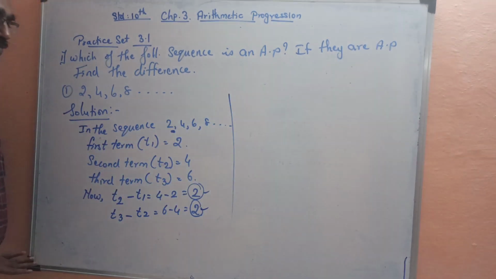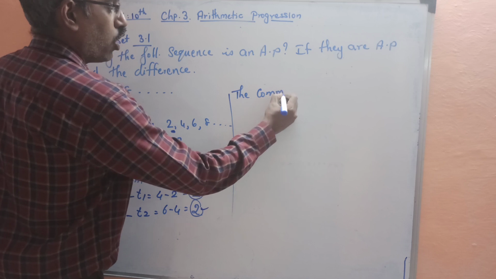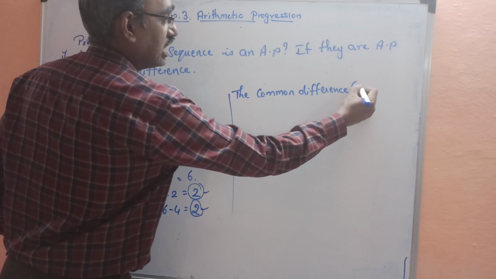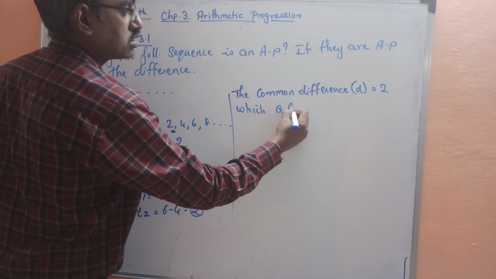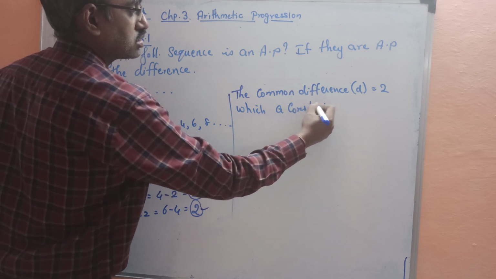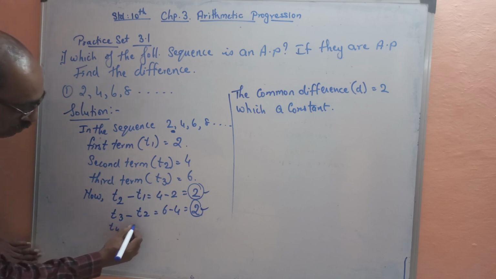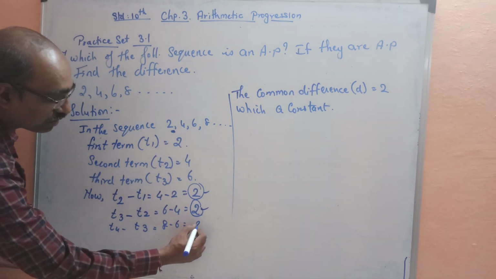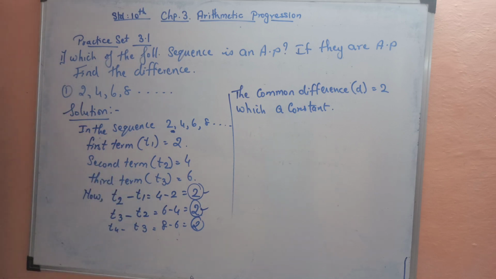What does this mean? Since I don't have place, I am writing over here. So what is the difference? We say that we are getting a common difference. The common difference D is equal to 2, which is a constant, which is the same, 2, 2. If I take T4 minus T3, what is T4? T4 is 8. 8 minus 6, again I am getting 2, see. So there is a common difference, which is a constant.